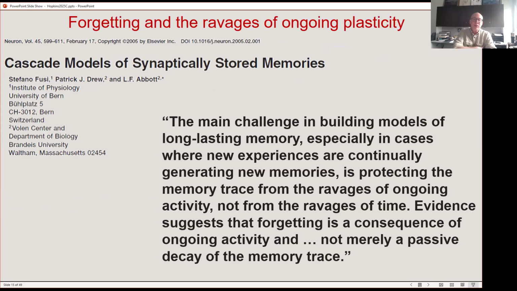So again, this is the Fusi, Drew, and Abbott paper that we really drew some of our inspiration from, and I love these 2 sentences where they talk about how the main challenge in thinking about long-lasting memory is protecting the memory trace from the ravages of ongoing activity. In other words, plasticity is happening between our training sessions. So it's protecting it from ongoing activity and not just from the ravages of time. And evidence suggests that forgetting can be a consequence of ongoing activity and not merely just the passive decay of plasticity from imperfect molecular mechanisms.